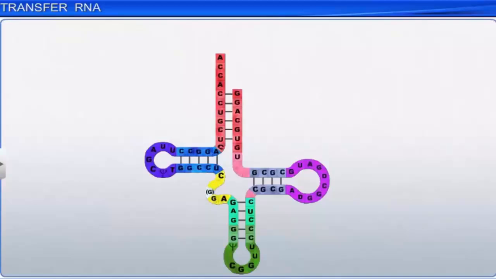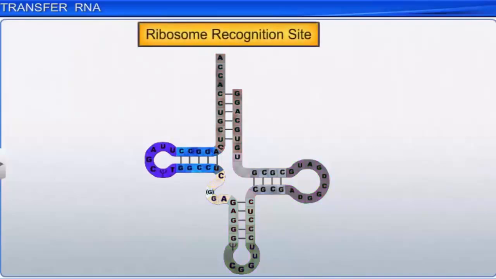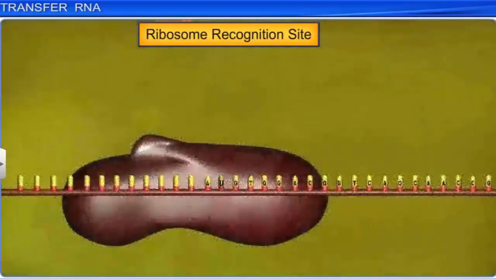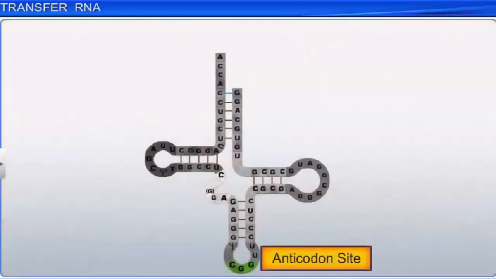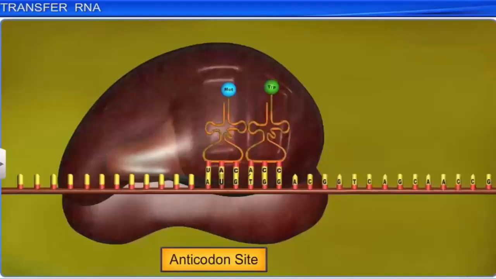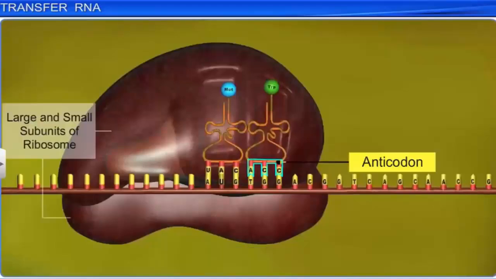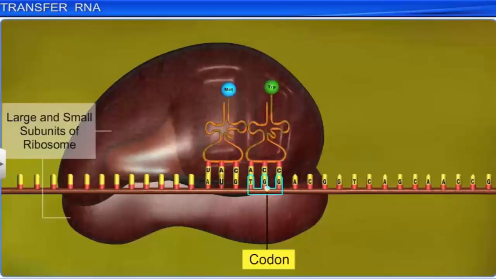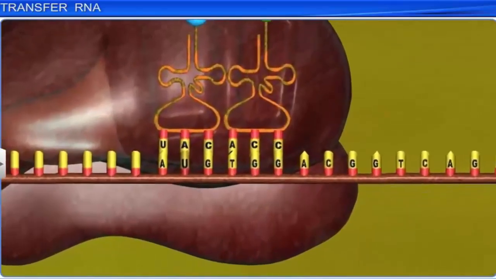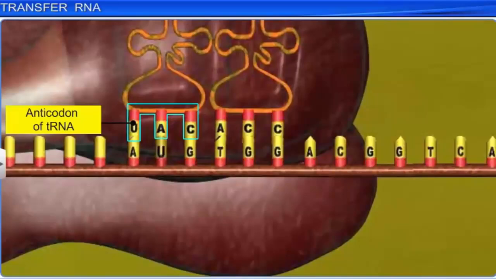Take the case of the ribosome recognition site, which recognizes specific ribosomes attached to the mRNA and brings amino acids to the ribosome for protein synthesis. On the other hand, the anticodon site consists of 3 nitrogen bases called the anticodon. During protein synthesis, the anticodon pairs with the codon of the mRNA strand. However, the anticodon of tRNA is complementary to the codon of the mRNA strand.